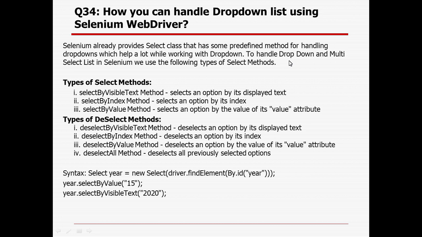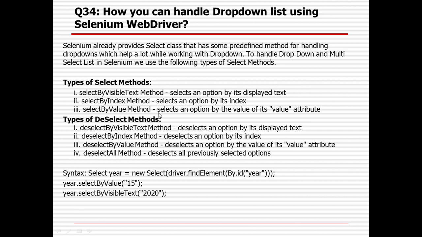In a drop-down you may also need to select multiple options, right? Suppose there is a drop-down of animals, which can be elephant, tiger, lion. If you want to select multiple options, you can do it using the Select class. The first one is the select by visible text method: select an option by its display text. Select by index method: select an option by its index. Each drop-down option should have an index, a value, and display text. These are the three things available for each option.